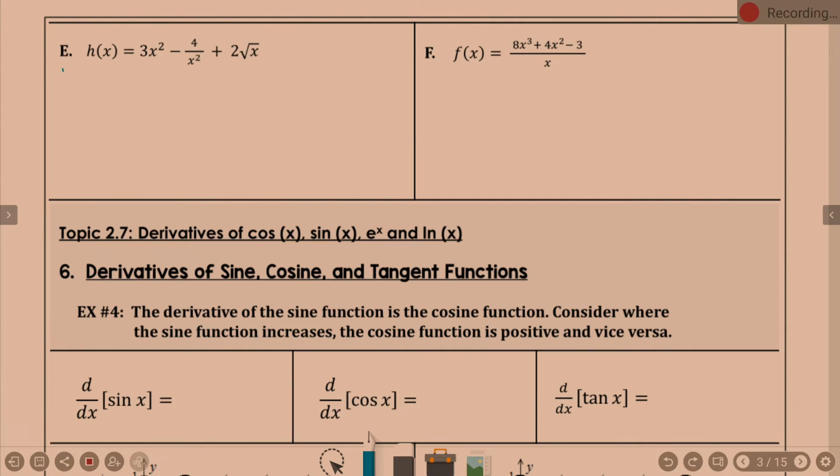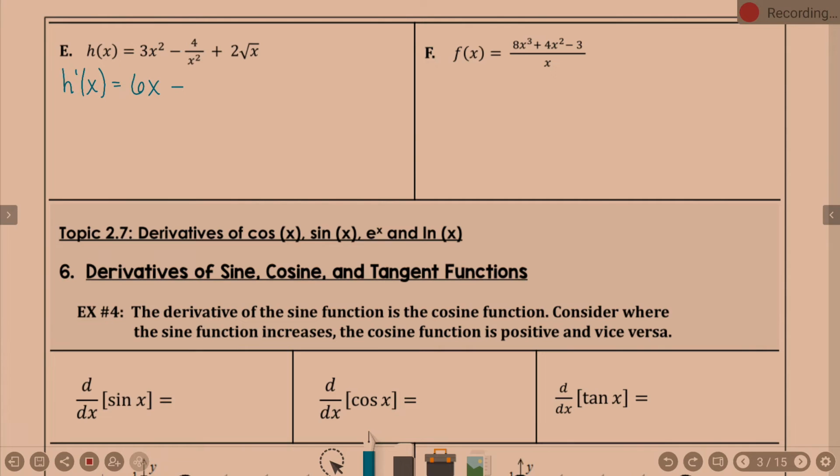Okay. h prime of x. Derivative of 3x squared is 6x. 2 times 3 is 6. Subtract 1 from the power. Plus 8 x to the negative 3.